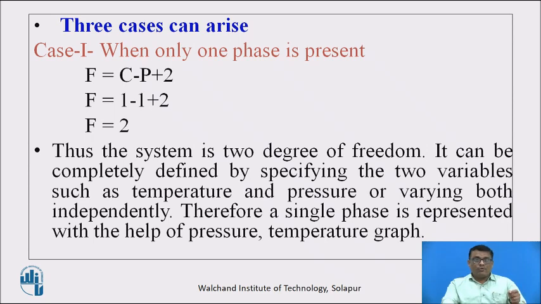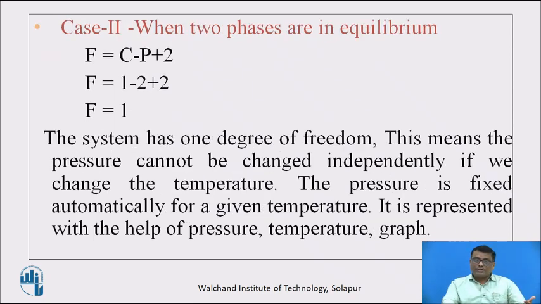Case 1, when only one phase is present. Here F is equal to C minus P plus 2, so F is equal to 1 minus 1 plus 2, and therefore for the given case where only one phase is there, the value of F goes to 2. Thus the system has 2 degrees of freedom. It can be completely defined by specifying the two variables, temperature and pressure.